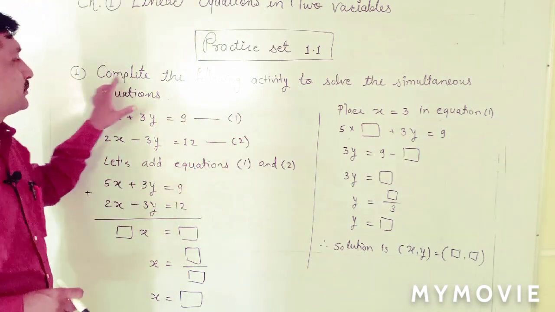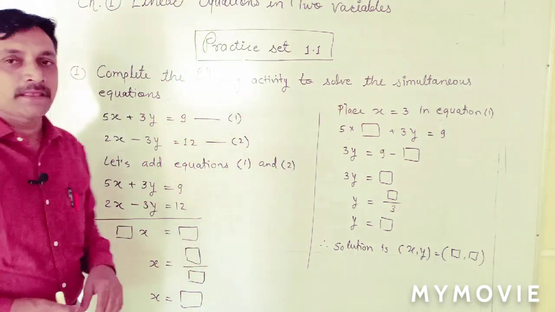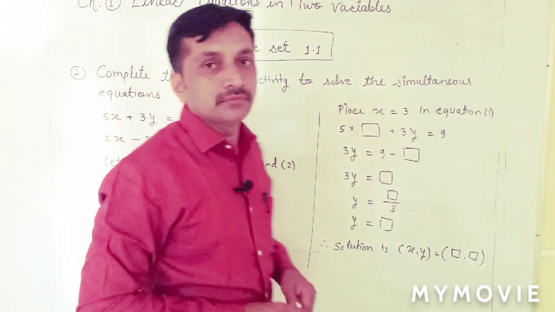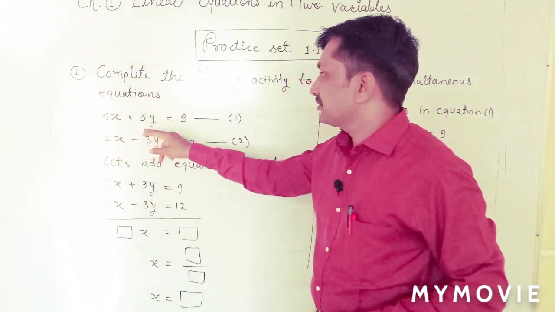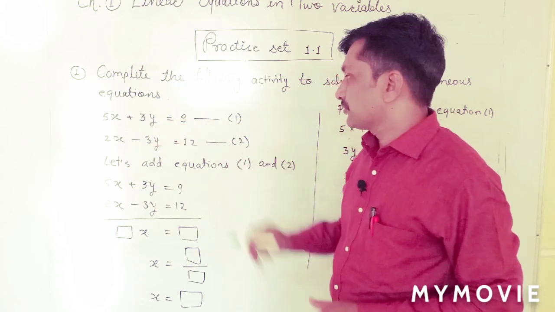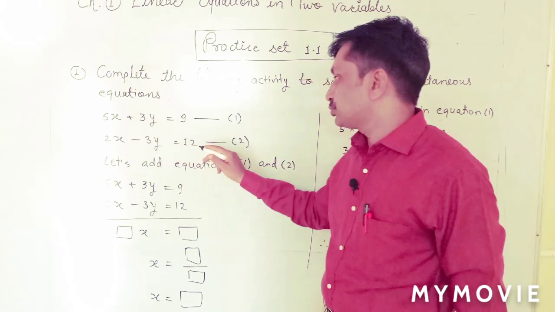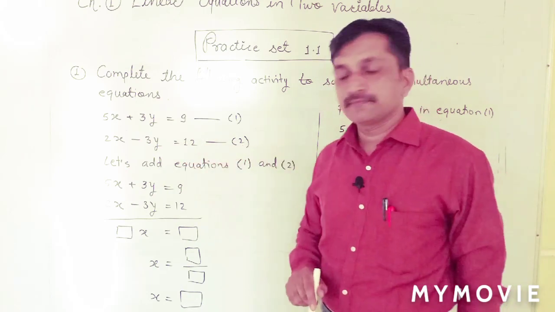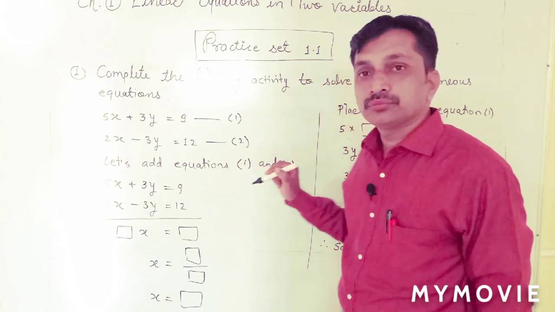The example says: complete the following activity to solve the simultaneous equations. Two equations are given. First equation, 5x plus 3y is equal to 9, equation number 1. 2x minus 3y is equal to 12, equation number 2. It is given here, let's add equations 1 and 2.